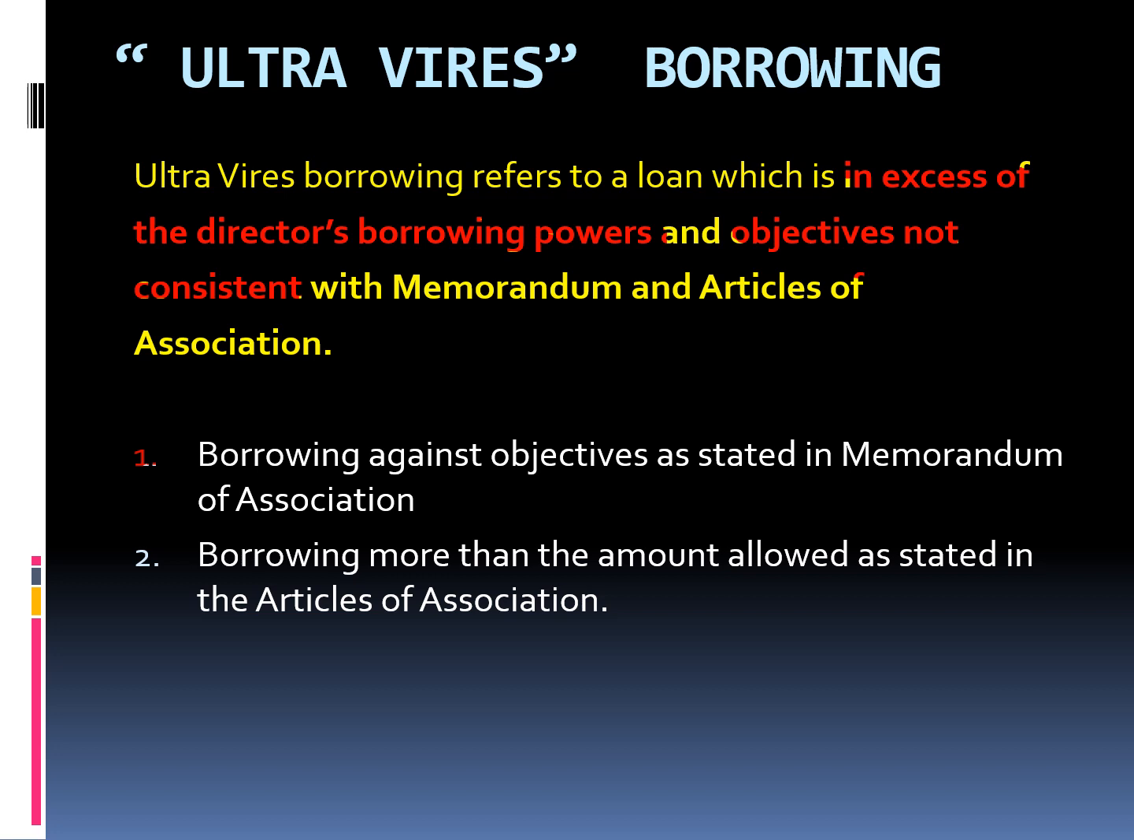Itu yang pertama. Yang kedua, ultra vires borrowing boleh berlaku bila mana the borrowing made by the director tu more than the amount allowed as stated in the article of association. Okay, dalam article of association dia akan bagi tahu kan amount allowed, berapa banyak extension yang diberikan kepada directors untuk meminjam. So kalau more than that limit yang dibenarkan, so itu dianggap sebagai ultra vires borrowing juga. So ada dua situasi, there are two situations where the ultra vires borrowing can happen.